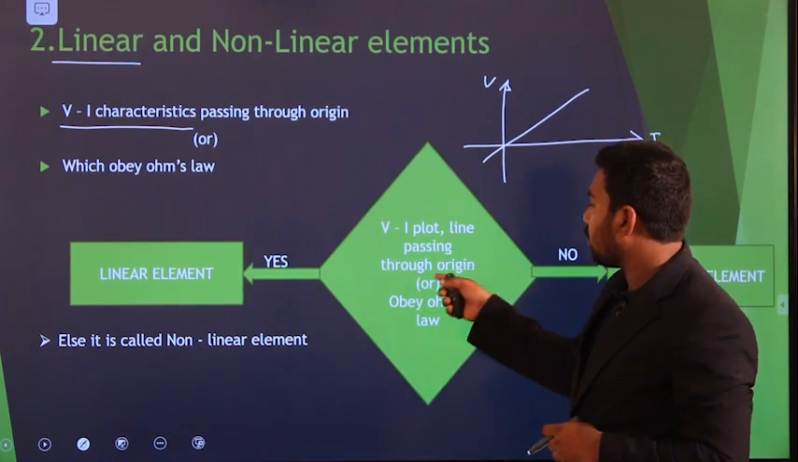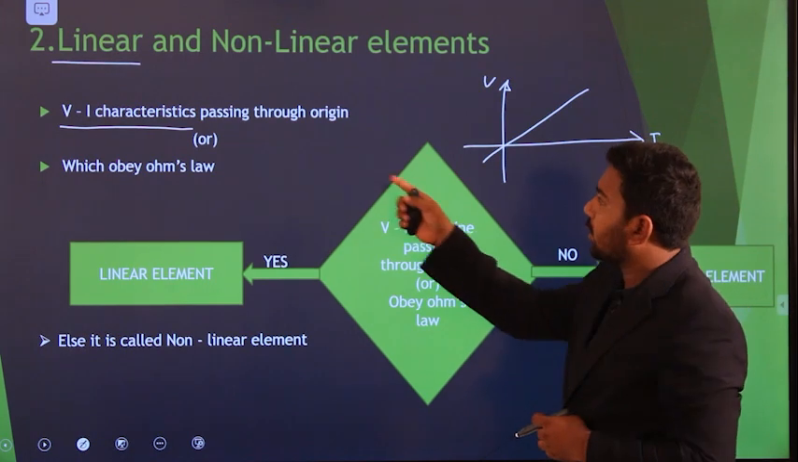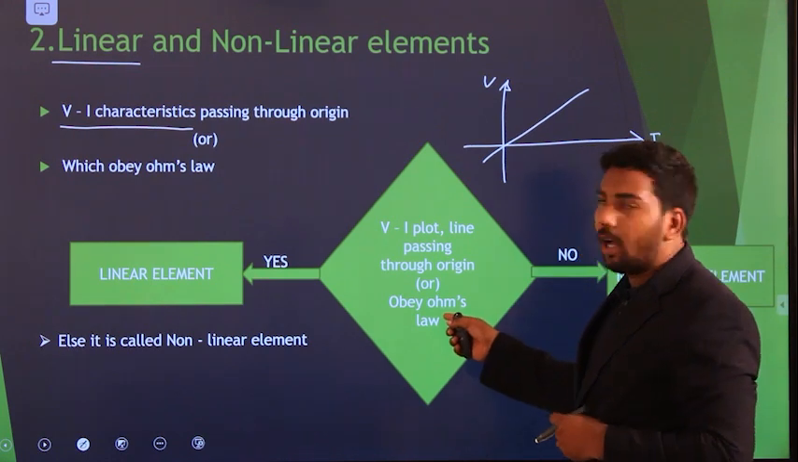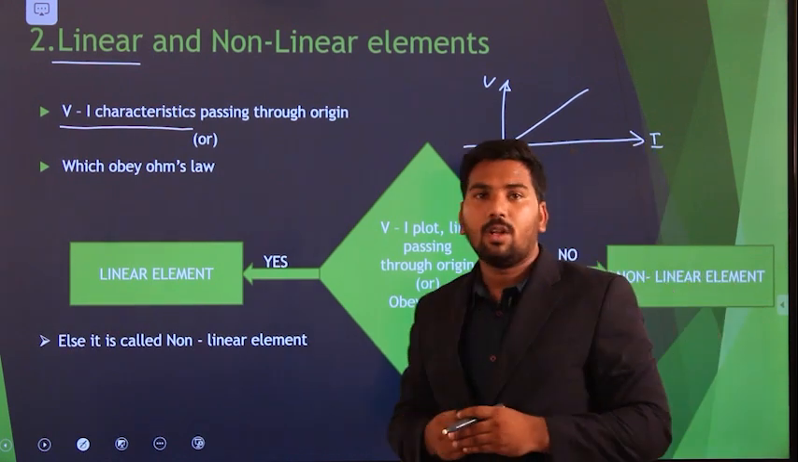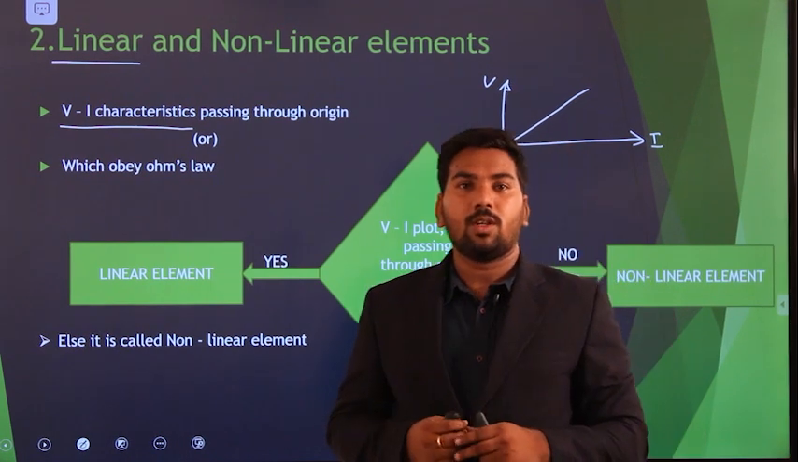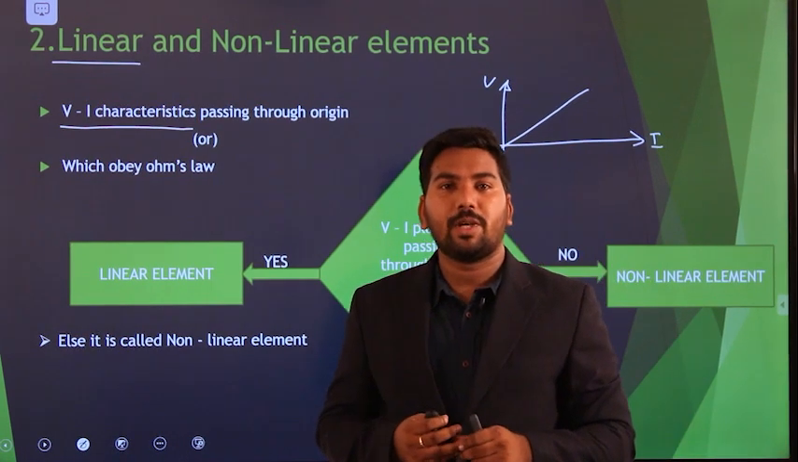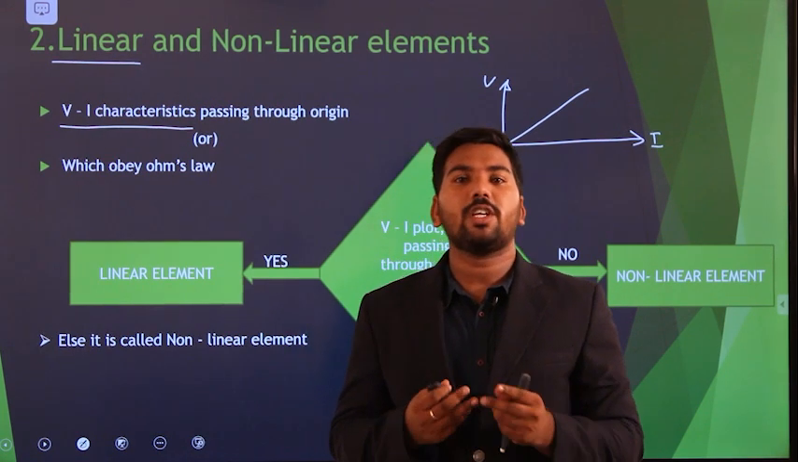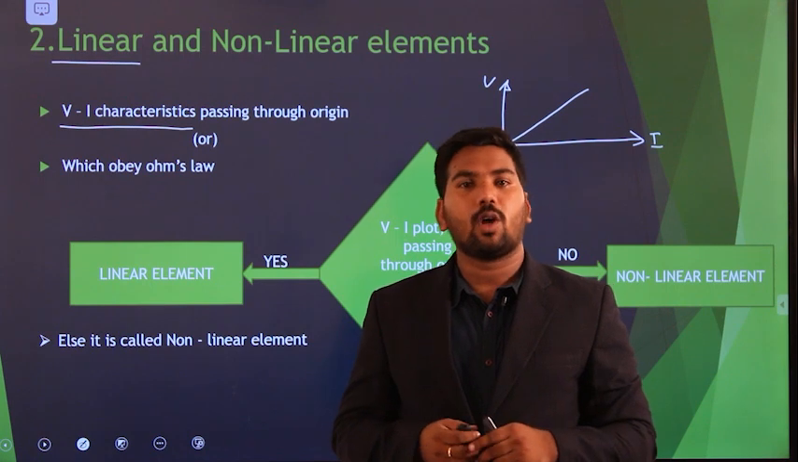If the IV plot is a line passing through the origin, then you can say that element is a linear element. Or another condition: when elements obey Ohm's law, then you can say it is linear. So elements which obey Ohm's law and whose IV plot passes through the origin are called linear elements, otherwise non-linear.